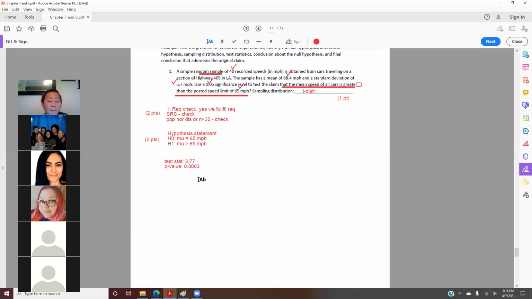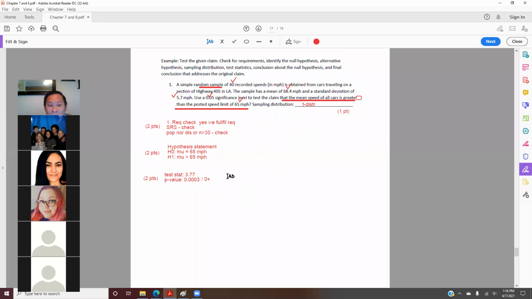Do you want us to round that to a certain number? If you have so many zeros, I would not ask you to round it, so just give me all of them. Or sometimes you can give it to me as 0 plus, which means it's close to 0, a very small number. This will give you 2 points in your test, so this is already 7 points.